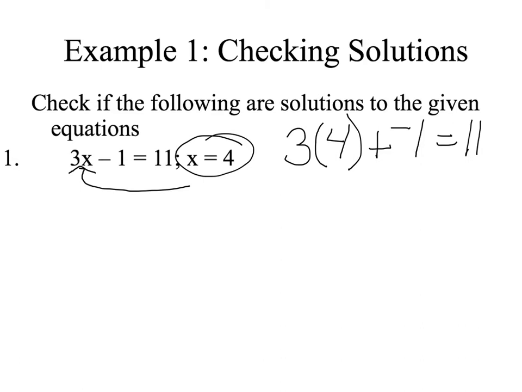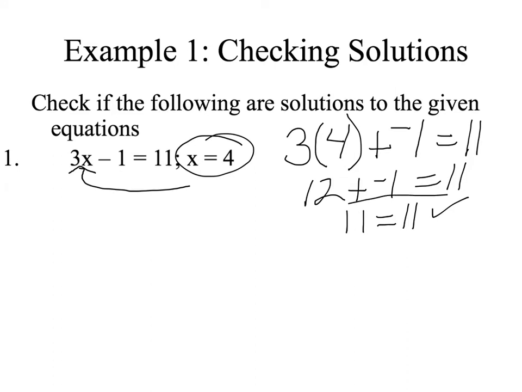At this point, we're going to follow order of operations. So 3 times 4 is 12, plus negative 1 needs to equal 11. Oh, I got too many 1s in there, so let's get rid of that one. So 12 plus negative 1 needs to equal 11. 12 plus negative 1 does in fact give me 11, so my answer does check. And this is what we're looking for when we check our solutions. We want the two sides to match. That tells us that our answer is right.